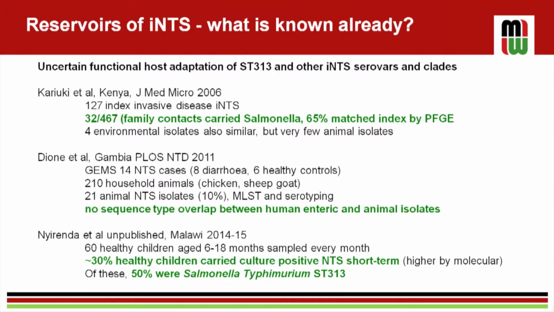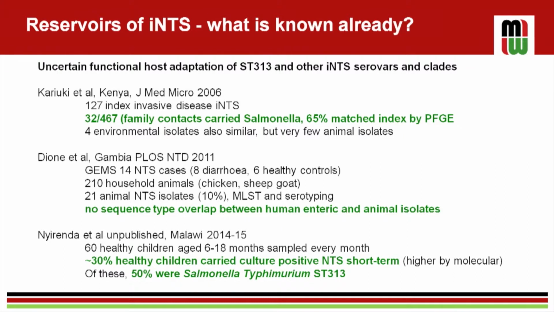So this is a study about the reservoirs of invasive NTS, around which there's a large knowledge gap. We don't really understand from the genomes what the functional implications of the adaptations we see in ST313 and other invasive strains are. We know that Sam Kariuki in Kenya quite some time ago did a study taking a case control approach, in which he found, using a pulsed-field gel electrophoresis method, significant similarity with family contacts, but there was relatively little sampling of animal isolates in that study.